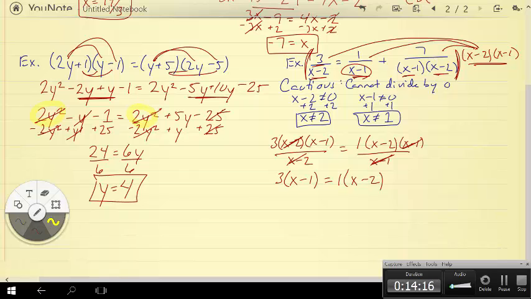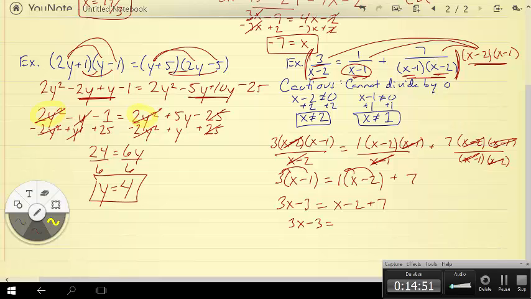And then lastly, we're going to multiply 7 by x minus 2 and x minus 1, and then that'll be all over the quantity x minus 1, x minus 2. And we'll see that both quantities cancel out, leaving us with just plus 7. So working this out from here, now we have just a regular linear equation. We no longer have the presence of fractions. So we just distribute, and we get 3x minus 3 is equal to x minus 2 plus 7. That's 3x minus 3 is equal to x plus 5.